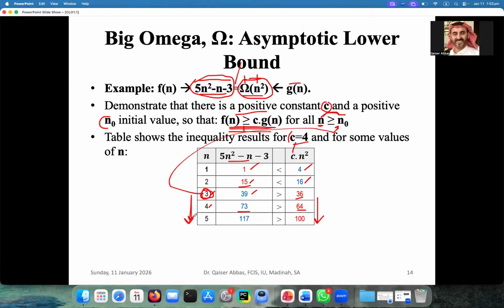And your equation is then true after 3, for all n's after 3. And your 3 is what? n0. How many have now understood up to this point?